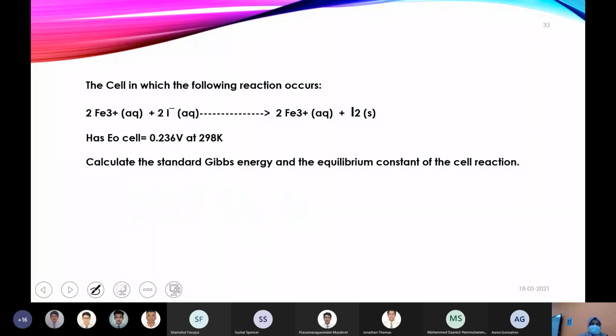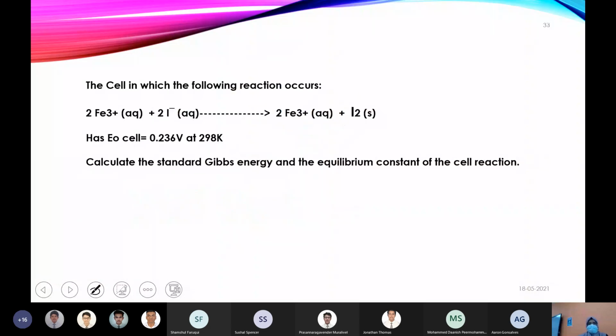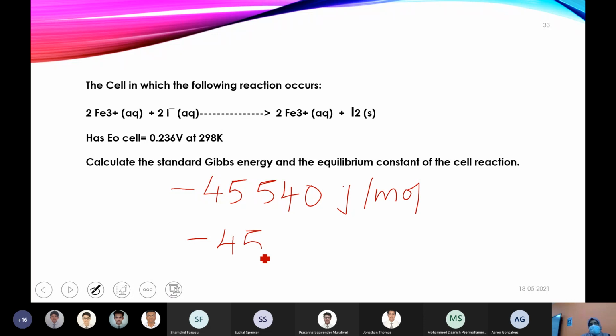So here you can either write the answer in joules or in kilojoules per mole. You might have got somewhere like this: negative 45,540 joules per mole, or negative 45.54 kilojoule per mole. So that is the first part, calculating the Gibbs energy.